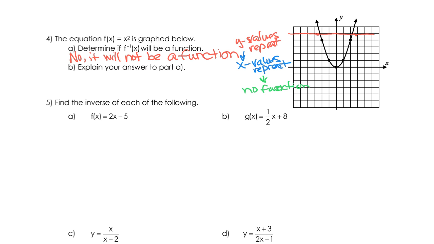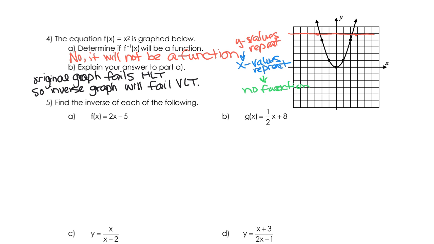And so we actually just kind of did, okay, right here. And so basically we can just say also that original graph fails horizontal line test. So inverse graph will fail vertical line test. Okay, and so there's our prediction.